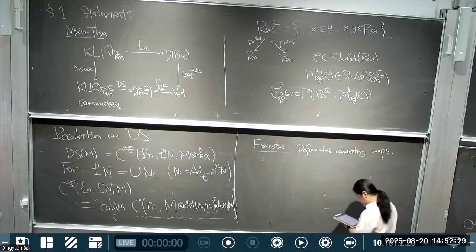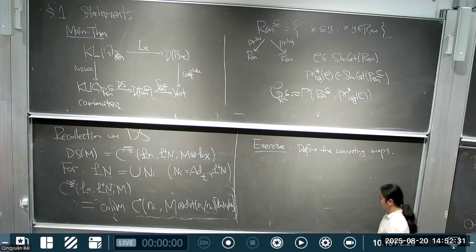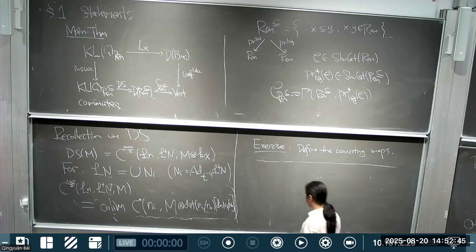So far, we defined the central circle of reduction at a point. Any questions so far? Okay, so now let's continue.